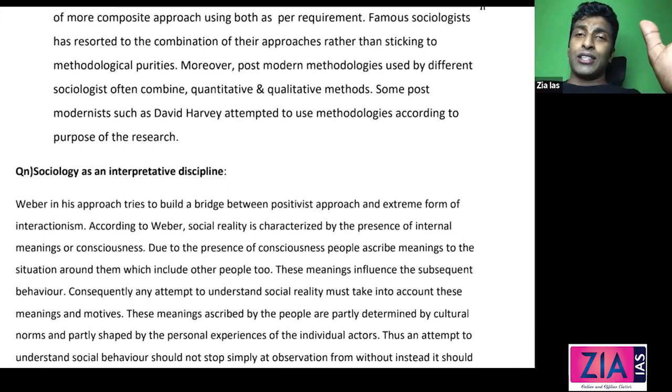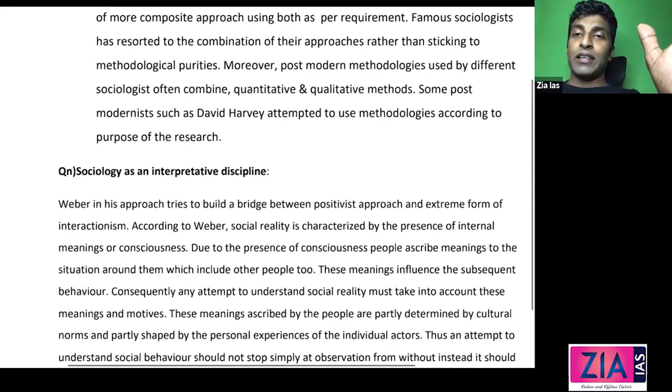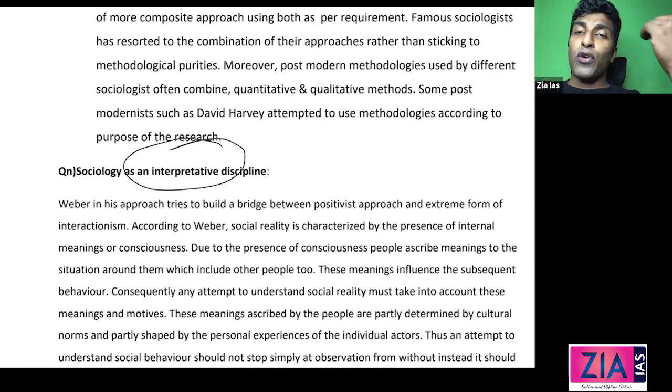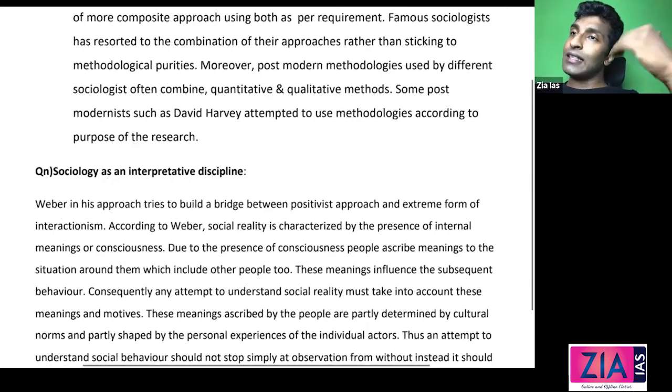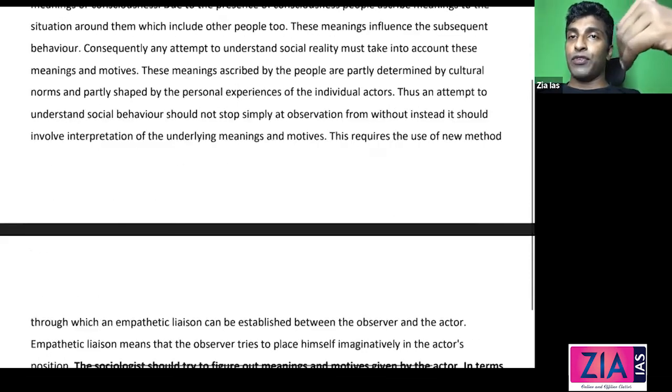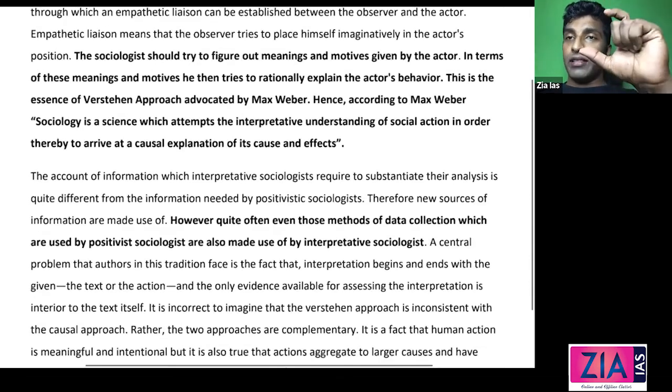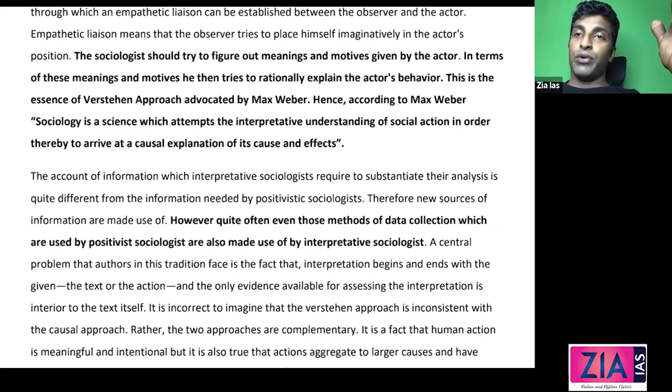This is a direct short note, sociology as an interpretive discipline. So there you will be more focused on Weber. Just read the answer. The same content is what is written in a twisted form. I've boldened whatever is boldened. Like you can talk about the Verstehen approach, guys.